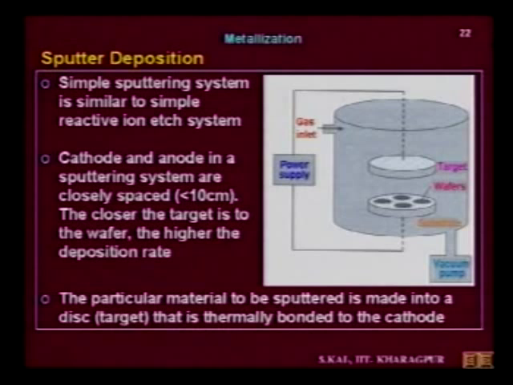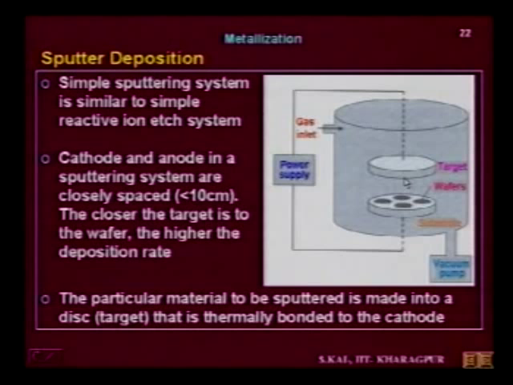So after ionization, the target has to be kept as the negative cathode. Target has to be the cathode. So ions will be attracted by the cathode. As a result, the materials from the target will come out. It depends on the sputter yield, and those materials are deposited on the wafer. And the gap between target and wafer should not be very large. If it is a few centimeters apart, nearly 10 centimeter, then you can have a considerable amount of deposition on the wafer.